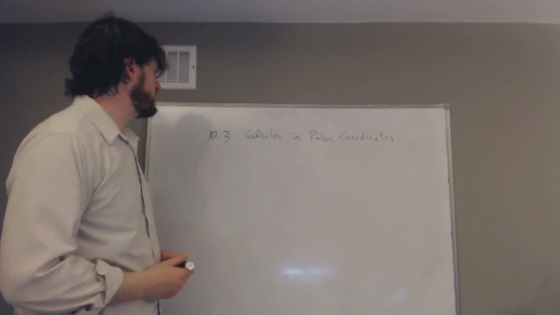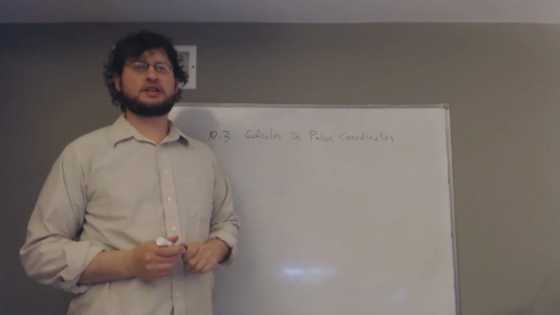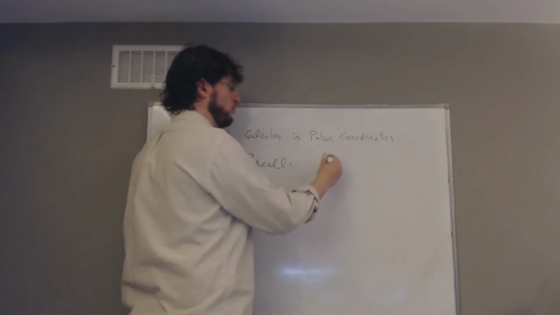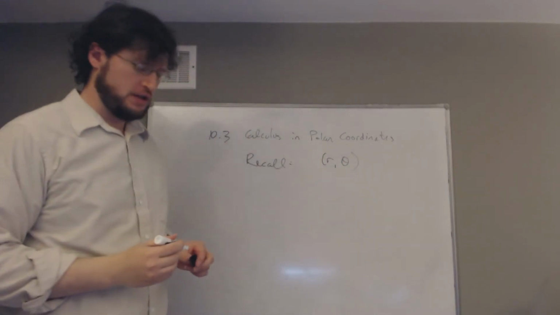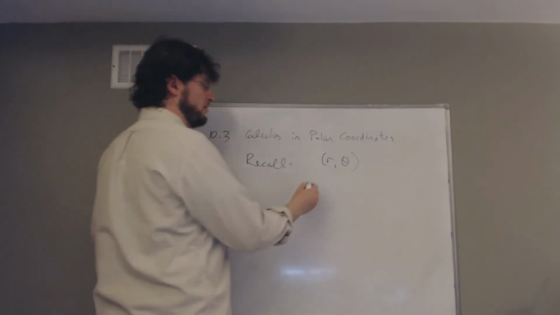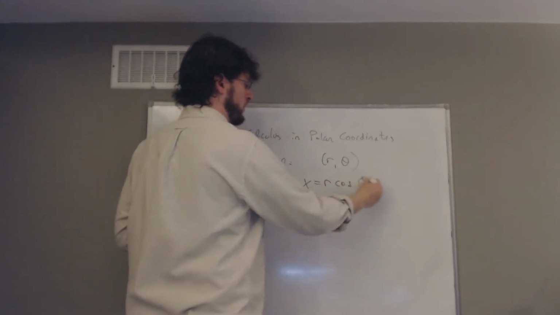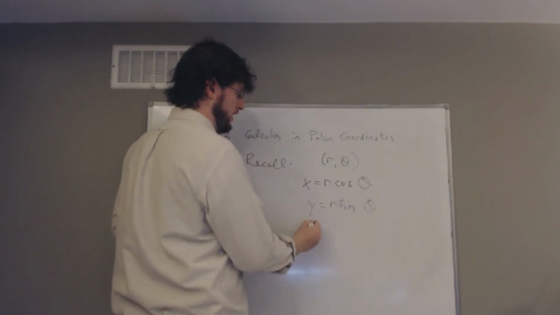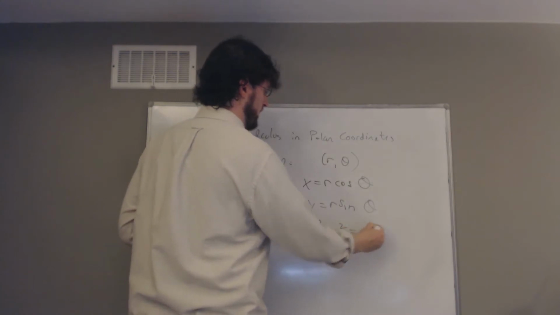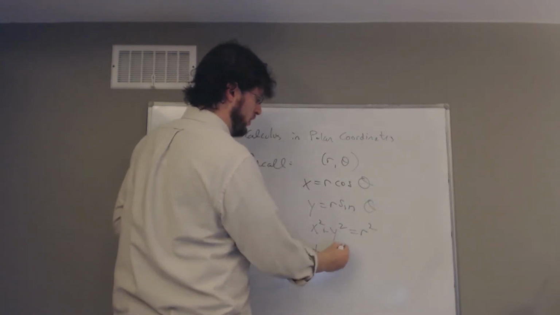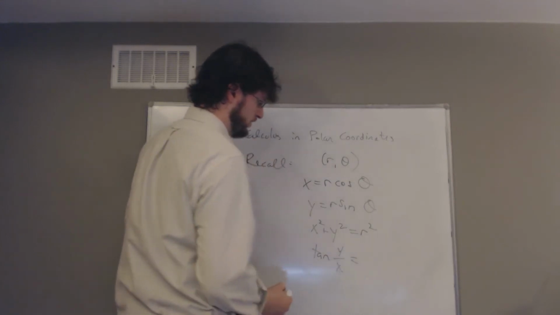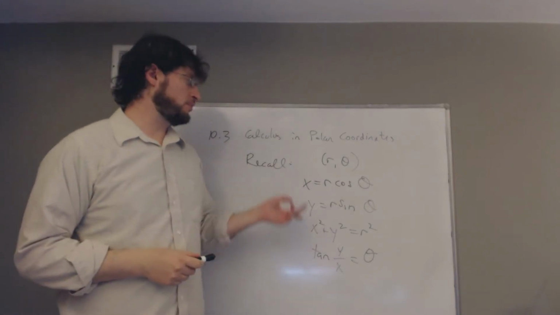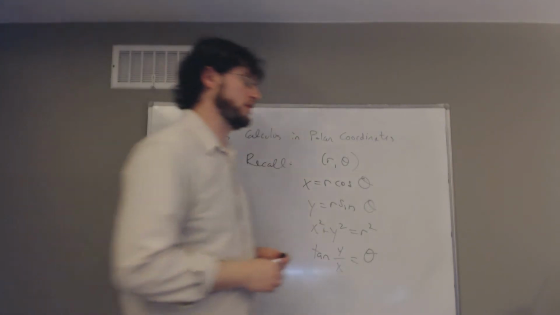All right, so let's look at section 10.3, calculus and polar coordinates. Just remember some of the basic facts about polar coordinates. In polar coordinates, we have r and theta, which describe our point in space. Remember that x is r cosine theta, y is r sine theta, that x squared plus y squared is r squared, and the tangent of theta is equal to y over x. So these are the basic functions that connect our polar coordinates and our Cartesian coordinates.